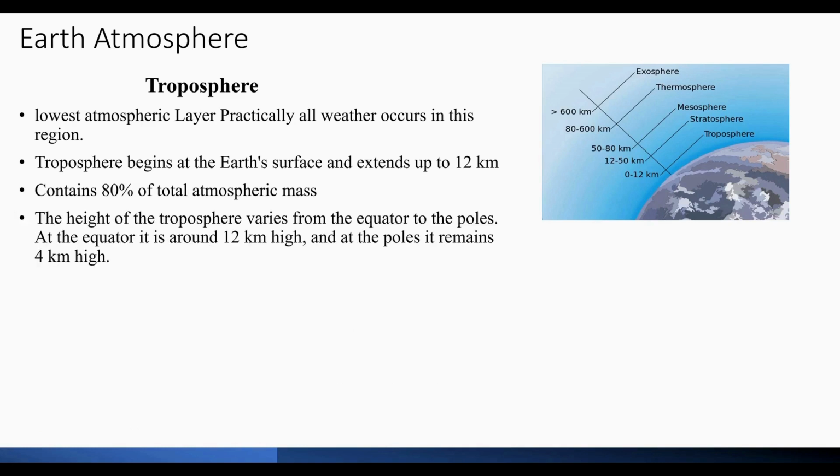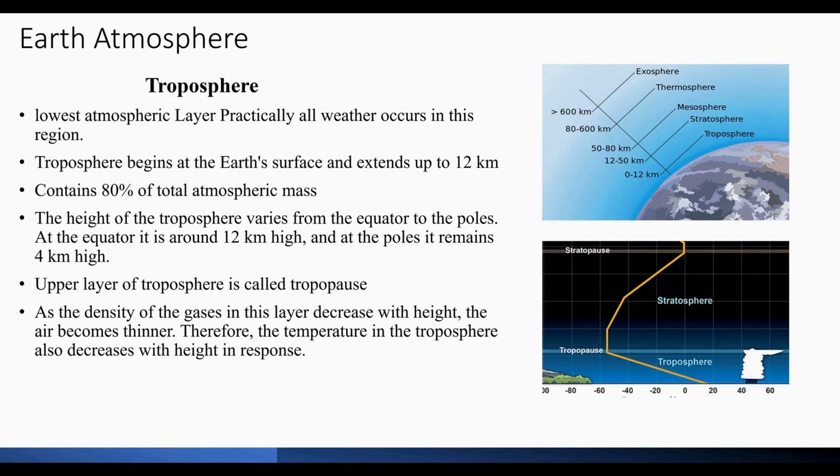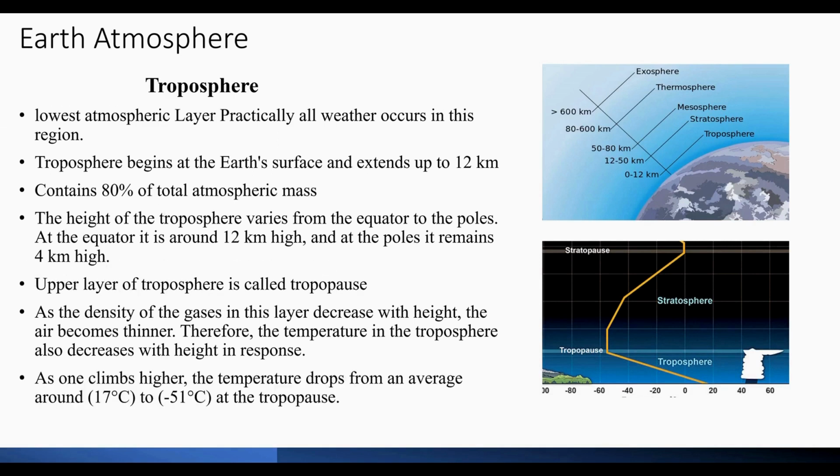The height of the troposphere varies from the equator to the pole. At the equator it is around 12 km high and at the pole it is about 4 km high. The upper layer of the troposphere is called the tropopause. As the density of the gases in this layer decreases with height, the air becomes thinner. Therefore, the temperature in the troposphere also decreases with height, as seen in the picture.